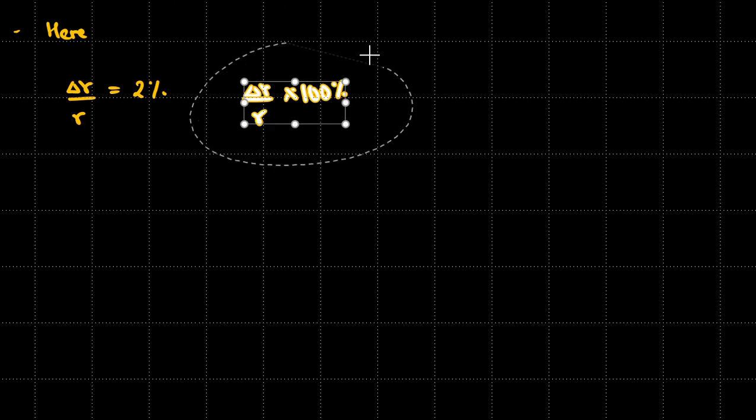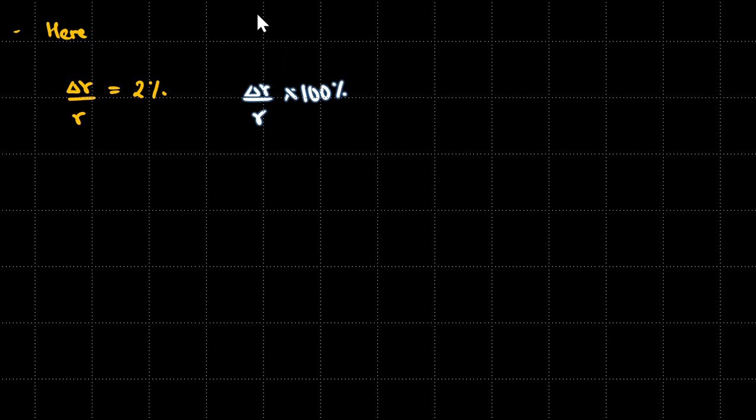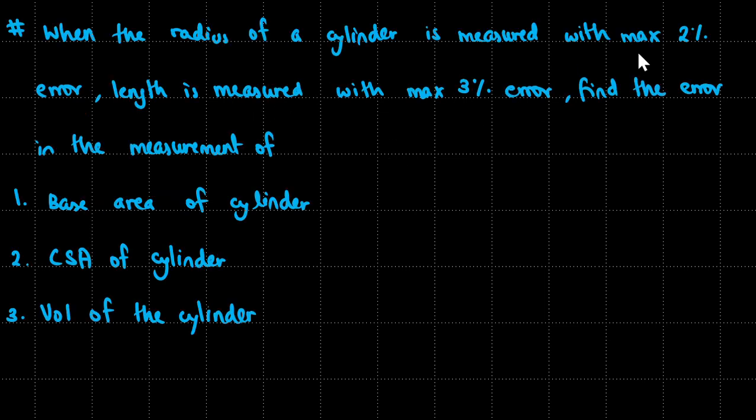So I will write them in another color, like this. Both are the same, since 100% is basically 1. Also, we have been given that the error in length, which I have represented by h in this case, maybe it would have been better to represent it by L, but oh well, it's 3%. So let's go back and check it. Yep, 3%, 2%.